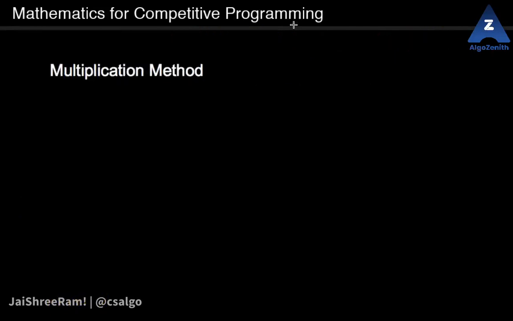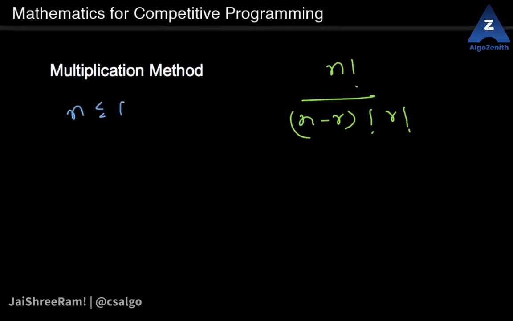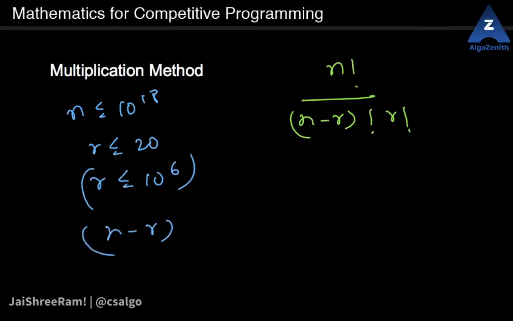Now let's talk about the last method, that is the multiplication method. This is just using the formula n factorial divided by r factorial times n minus r factorial, right? We will be using this particular formula. Whenever you are given some particular problem, let's say n is up to 10 to the power 18, but either r is less than equal to some small number like 20 or some finite size up to 10 to the power 6, let's say r is up to 10 to the power 6, or let's say n minus r is up to 10 to the power 6. So in these two cases you can compute one n choose r using this particular method.